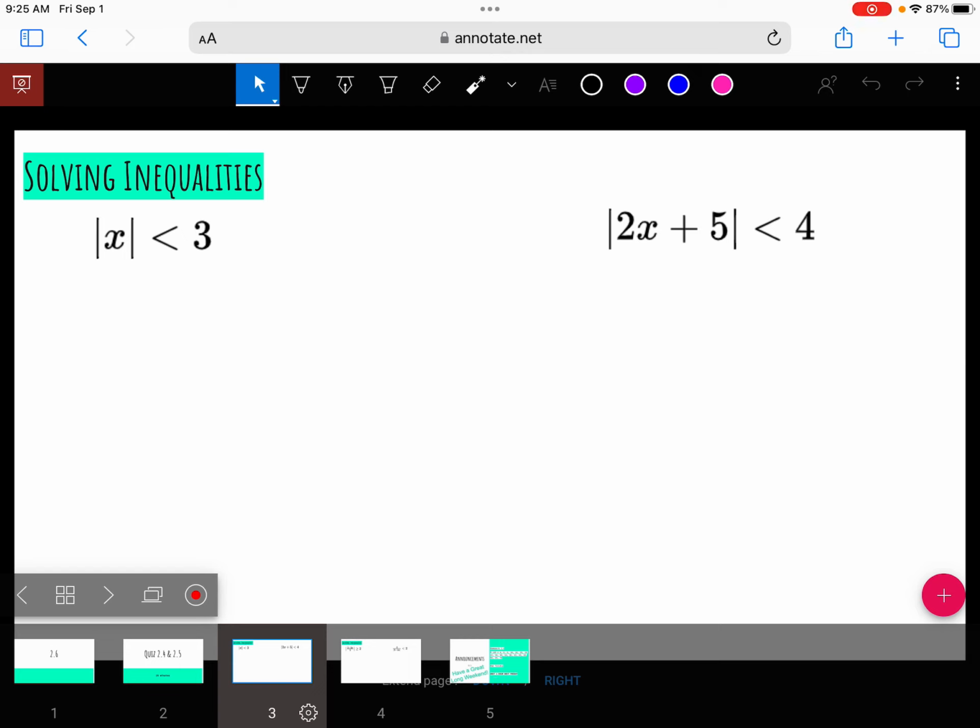Yeah, this is 2.6, and then Tuesday, Wednesday is 2.7. So solving inequalities with absolute values is very, very similar to solving equations with absolute values, and also very similar to all the other things we've been doing.